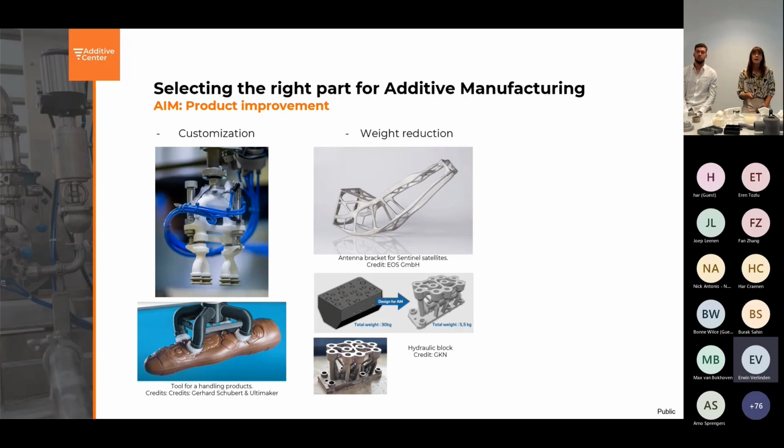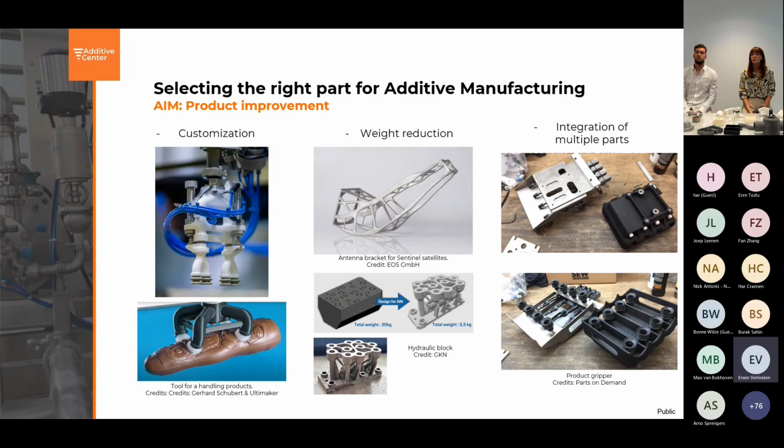Here we have an antenna bracket for satellite, so it's a totally optimized structure, probably made with software for topological optimization and generative design. And then on the bottom we have an example of a hydraulic block. The total weight when CNC machined used to be 30 kilograms. When optimized, it was reduced to around 6 kilograms, and you can see in the pictures how much it is optimized.